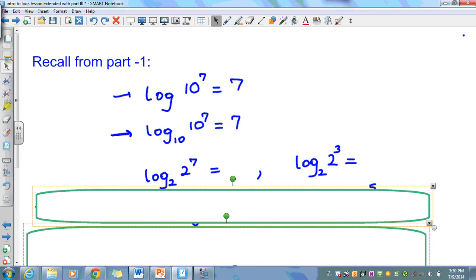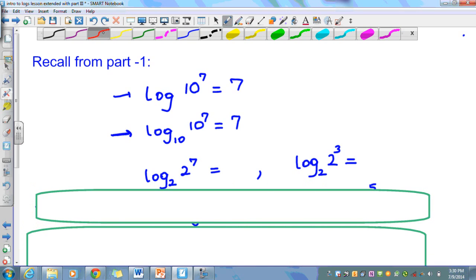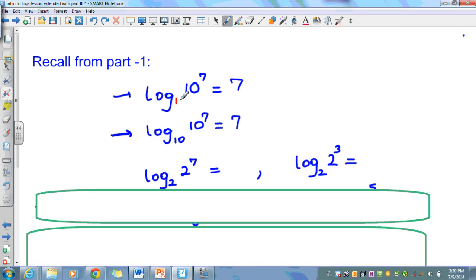First, some refreshers from part 1. We had already looked at something of the form log 10 to the 7th and determined that that was equal to 7. And when we write that expression, we assume that there was a hidden base, and the hidden base was 10. So if no base is written, automatically the understanding is that the hidden base would be 10. In other words, these two expressions are identical, whether I write log 10 to the 7 or log base 10 of 10 to the 7. Both of them represent the same thing. Because 10 is such a commonly used base, we just end up writing it as log.